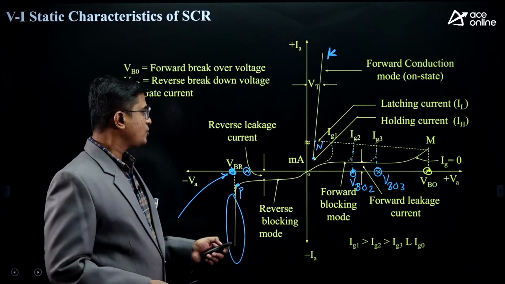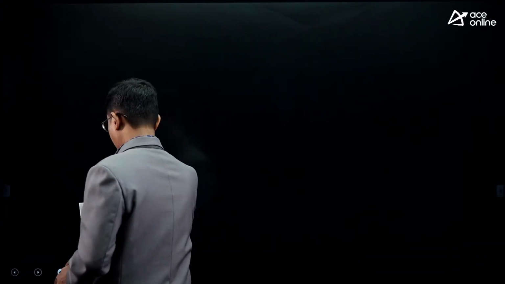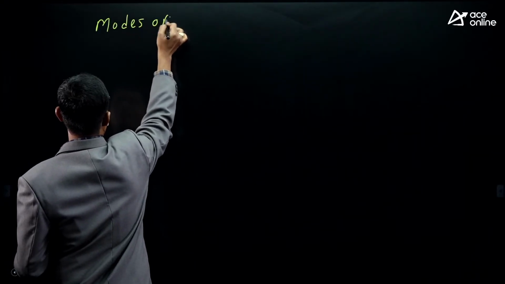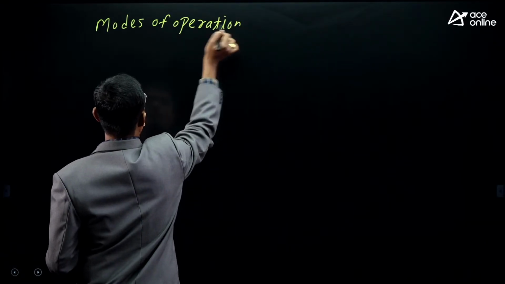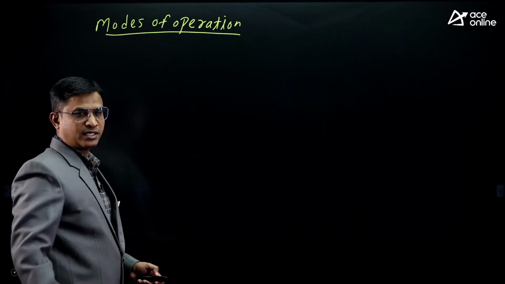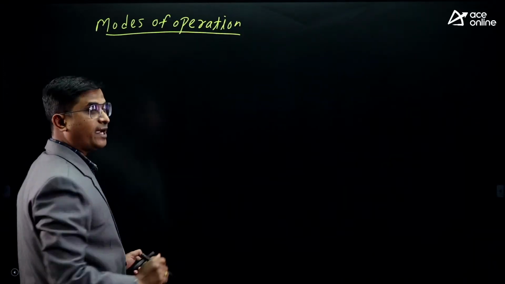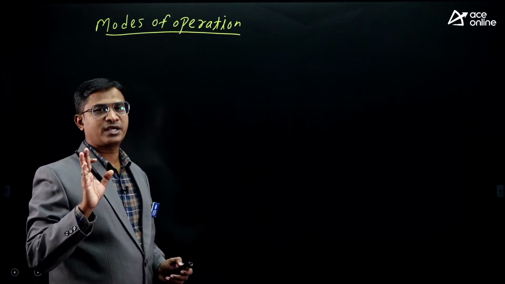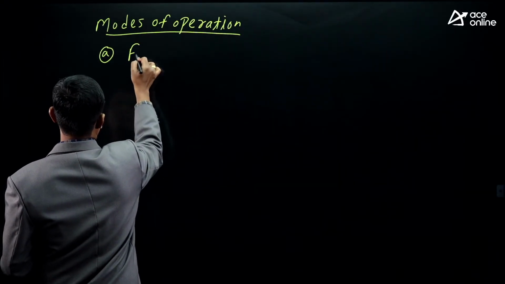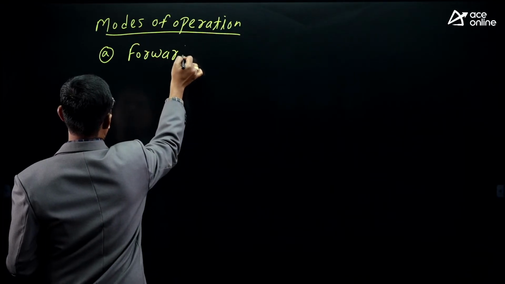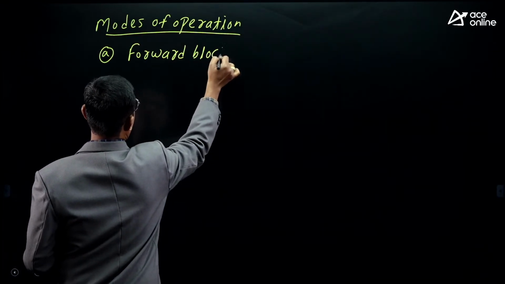Alright, so here let me highlight some points. We have a total of 3 modes of operation. I am only giving the overview of SCR operation, because our main task is to discuss the latching current and holding current specifically. So the first mode, forward blocking mode.